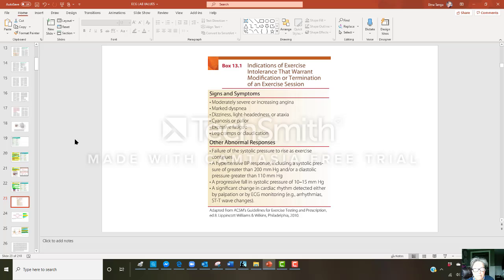A progressive fall in systolic pressure of more than 10 to 15. So that's your top number dropping 10 to 15. And a significant change in cardiac rhythm detected either by palpation or by ECG monitoring. Arrhythmias, ST and T wave changes.